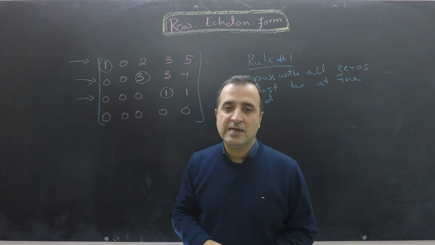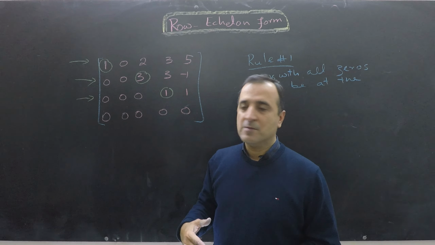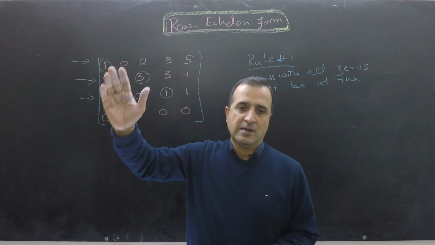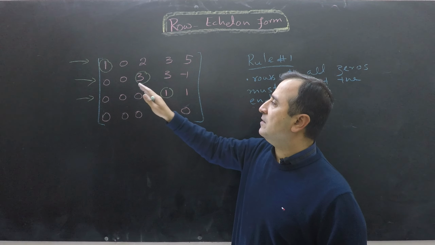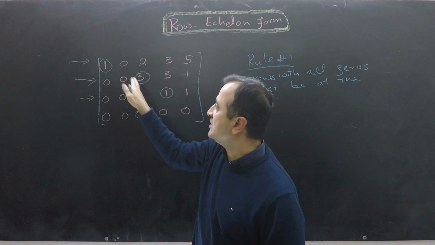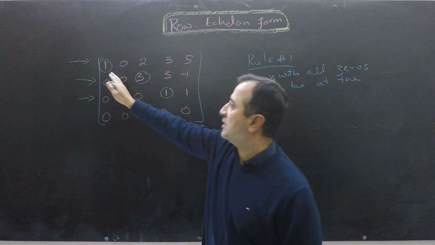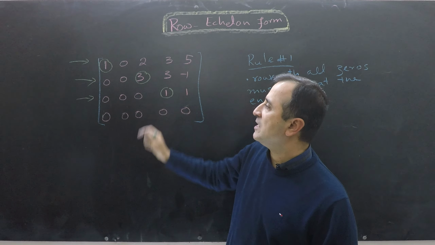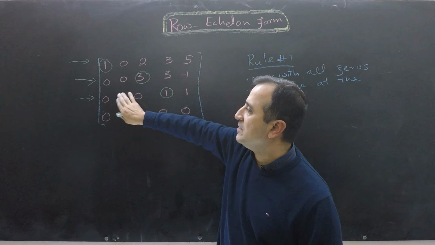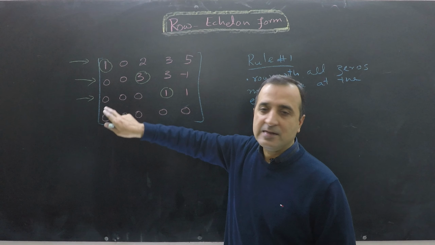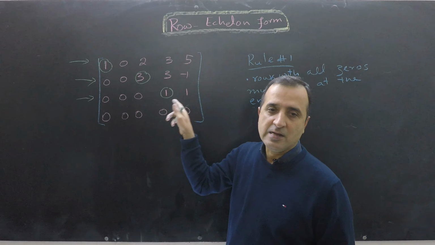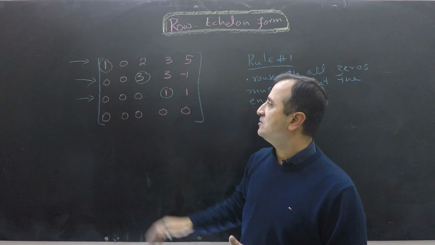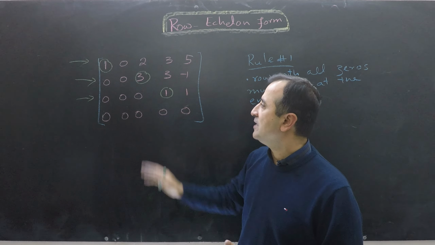So the second rule says that the pivot of a row must be to the right of the pivot of the previous row. That means that if this pivot 3 is on the right of 1, then it is in row echelon form. If 1 is not here, and if I write maybe a non-zero entry here, that entry will be the pivot, and then the pivot will not be on the right of 3, and it will no more be in row echelon form. But in this case, because the pivot 1 is on the right side of 3, that's why it is in row echelon form.